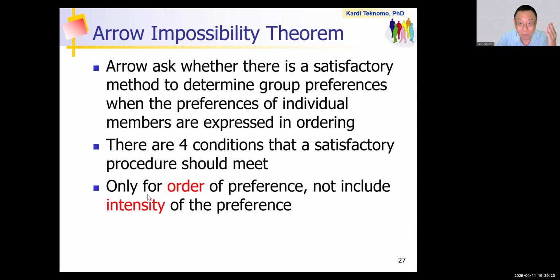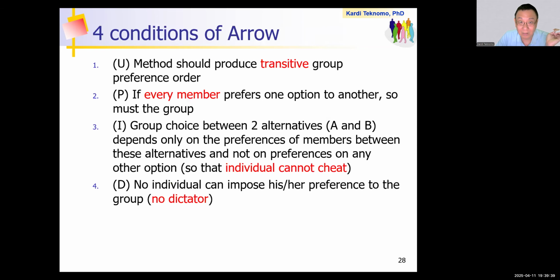So what are the 4 conditions of Arrow? Arrow is the name of the person. He won a Nobel Prize in economics for this exact theorem. That's why we call it the Arrow Impossibility Theorem. You can search in Google. So what are the 4 conditions of Arrow?